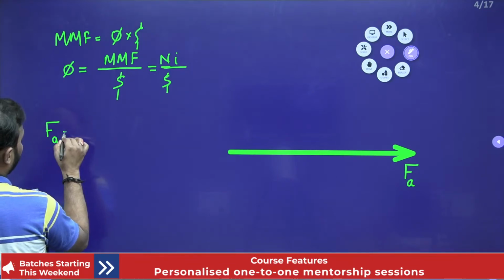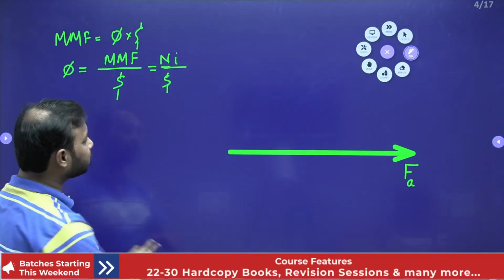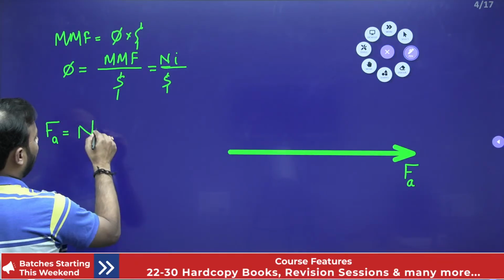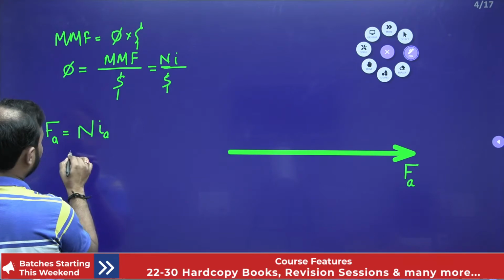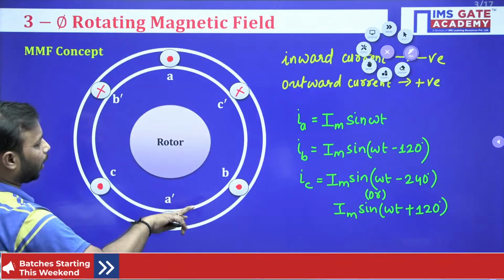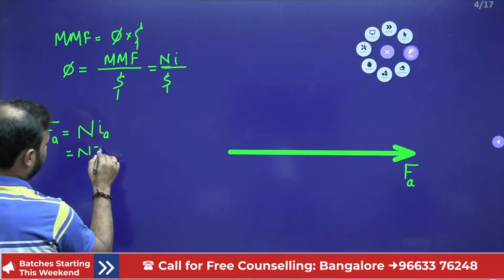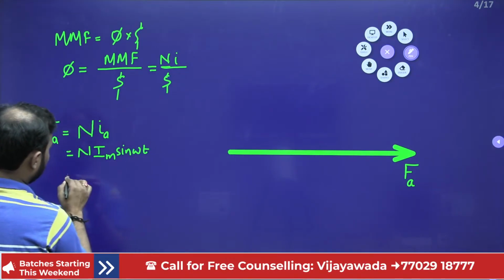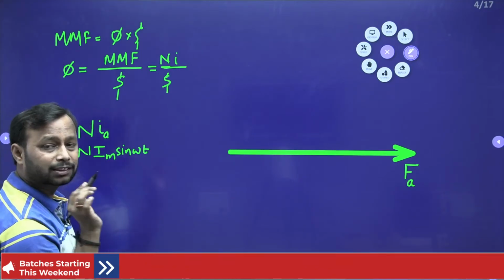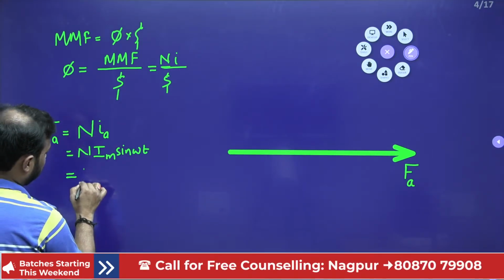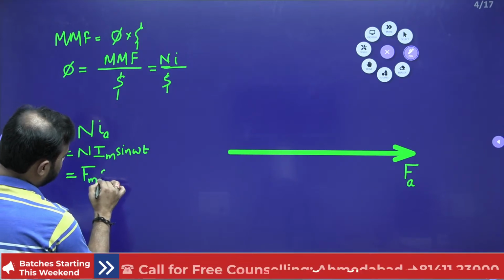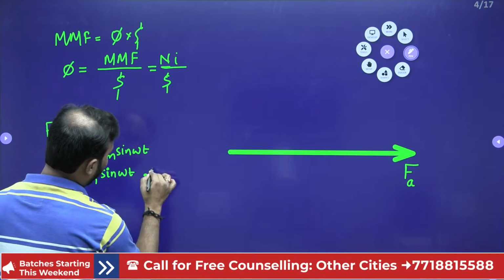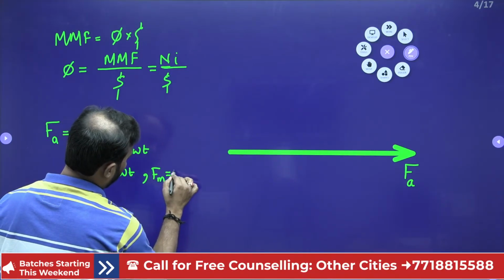This FA is N, which is the number of turns in phase A. Let me take the phase A turns as N, and IA. What is IA? IA we have taken as Im sin omega t. So let me take N into Im as the maximum MMF. So FA is Fm sin omega t, where Fm is N into Im.